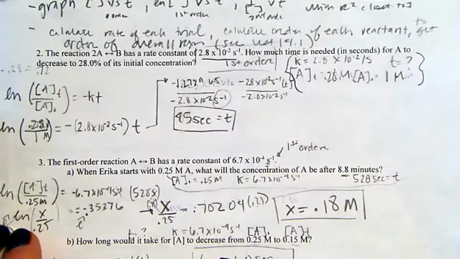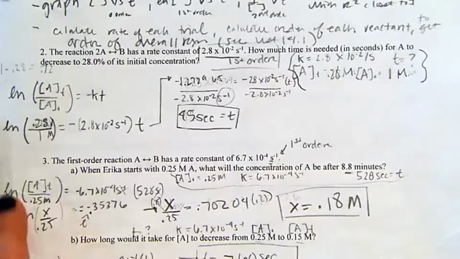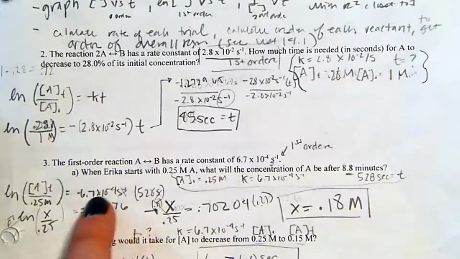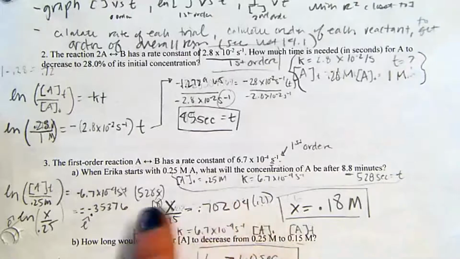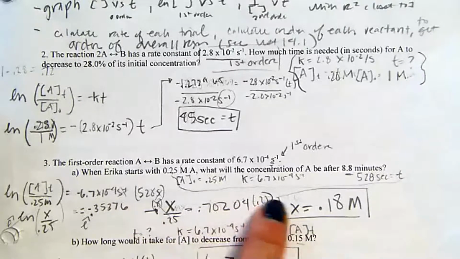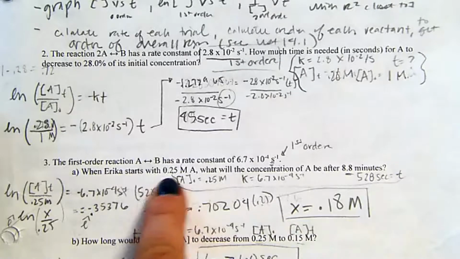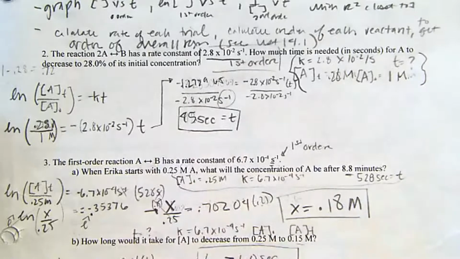To undo a natural log, it's base E. So E raised to the natural log cancels the natural log. So you get X over 0.25, and then E raised to this number after you multiply. So you have X over 0.25 gives you this number, times 0.25 by 0.25. So you will have 0.18 molar left, and it should go down, right? You started with 0.25, you're going to end up with 0.18 after 528 seconds.